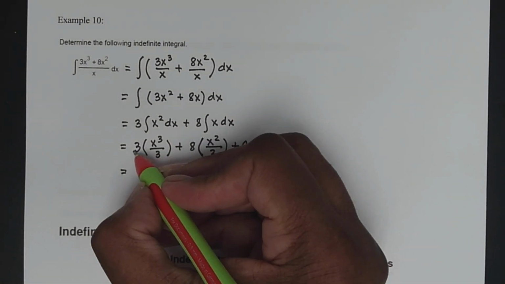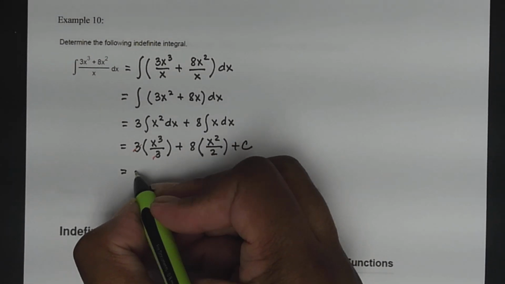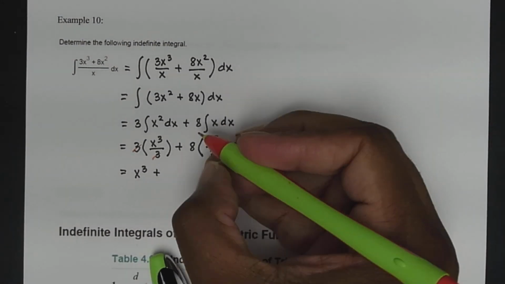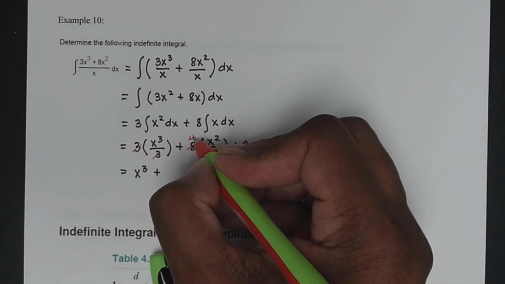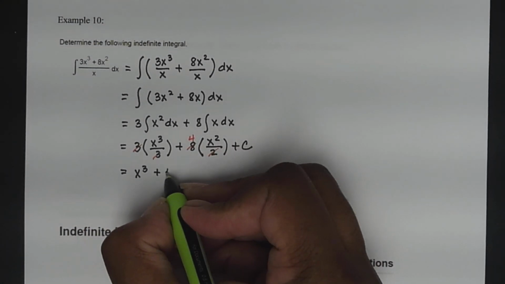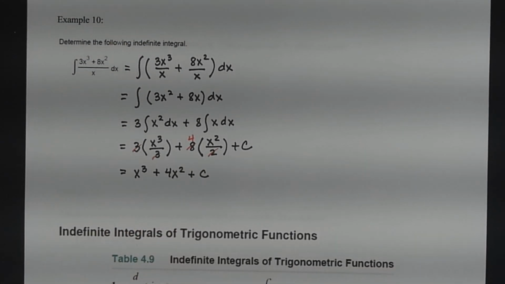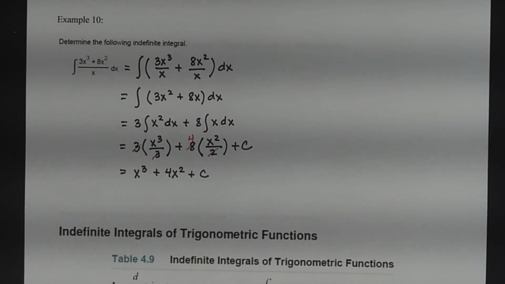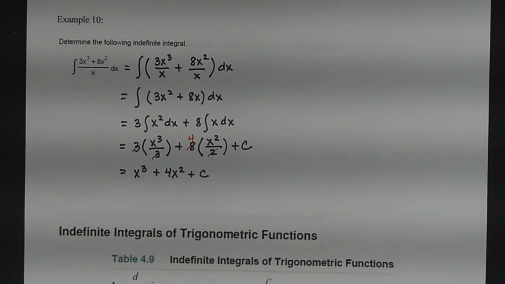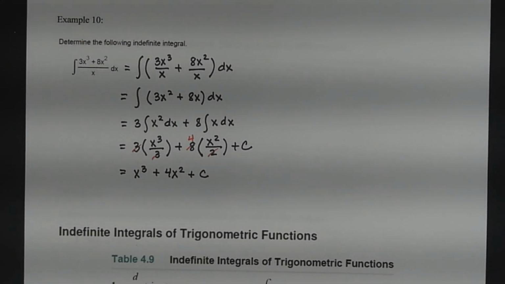Now, if I simplify this, these 3's divide out. I'm left with x cubed plus, divide 2 into this 8. That goes 4 times. So I have 4x squared, and then plus c. So that will be the integral of 3x cubed plus 8x squared divided by x dx will end up being x cubed plus 4x squared plus c. Okay.